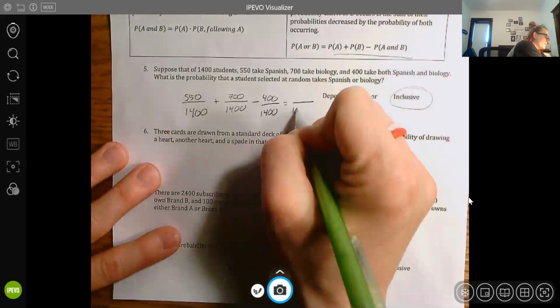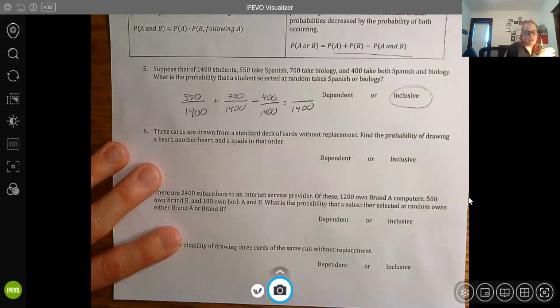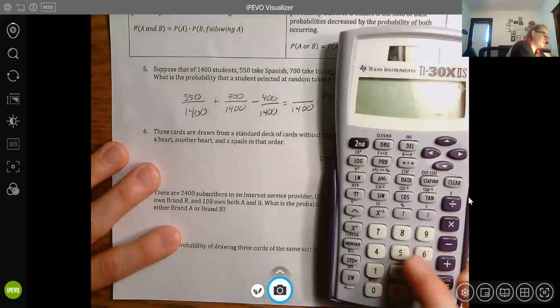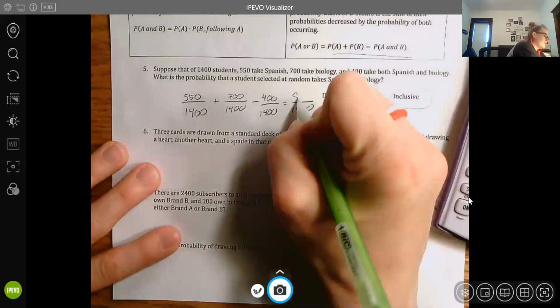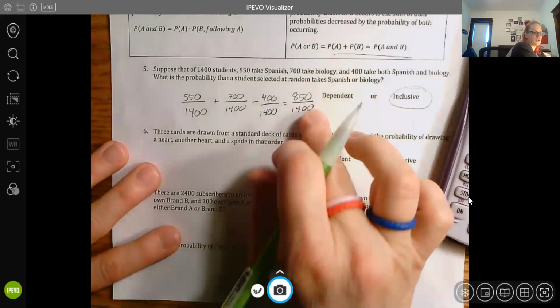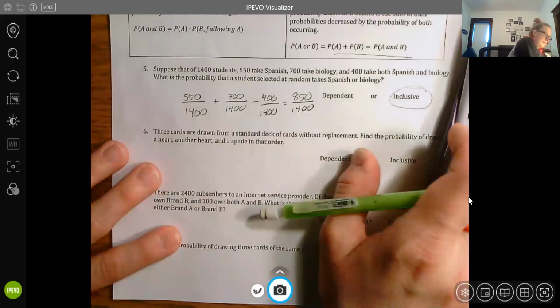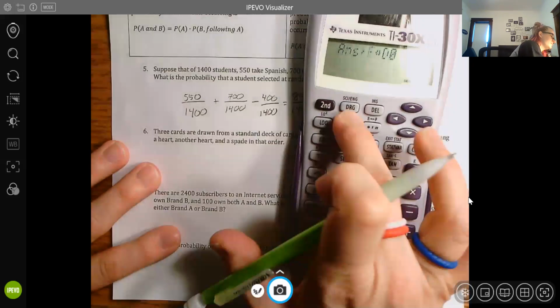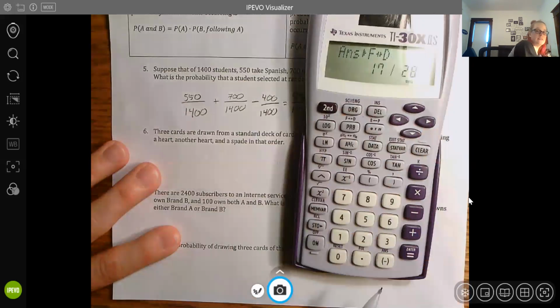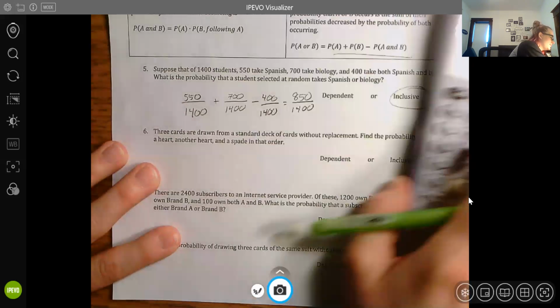So remember, with adding and subtracting fractions, my denominator stays the same. So all you have to do is take your 550 plus your 700 minus your 400, and you get 850. Now go ahead and see if that can reduce. I'm sure it can. 850 divided by 1400 is 17 over 28.